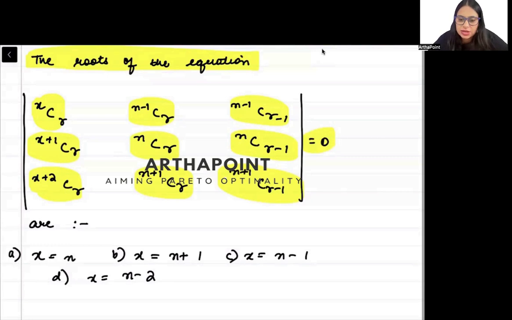आपको इसके roots निकालने हैं, ठीक है? So how will we go about it? Just try this once. So we need to go ahead and we need to do some kind of transformation. That is the hint.